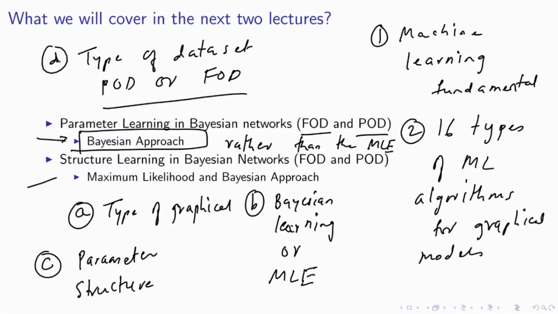We will also look at structure learning algorithms in Bayesian networks under the FOD as well as the POD case, and we will cover that next lecture. Most of our lecture will be focused on parameter learning in Bayesian networks using the Bayesian approach.